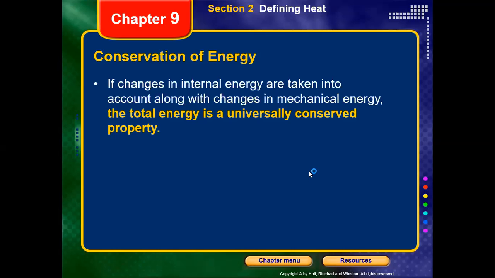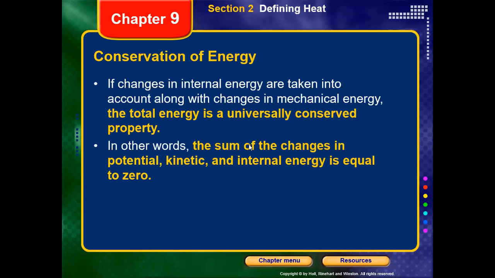And conservation of energy also means that the total energy stays constant. The total energy is always constant. So here, if the change of internal energy is taken into account along with the change in the mechanical energy, the total energy is a universally conserved property. Conserved means nothing is added and nothing disappears. In other words, the sum of the change in potential, kinetic and internal energy is equal to 0.